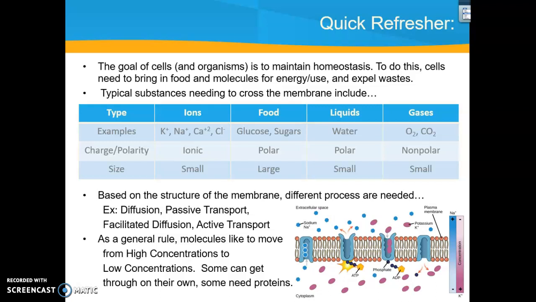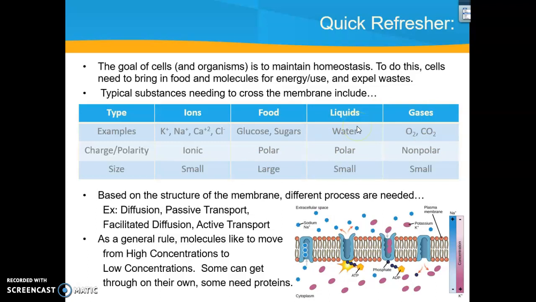The opposite would be true when these molecules are leaving the cell. If they're leaving the cell, they can exit either through those protein channels or they can be released from the cell through exocytosis.